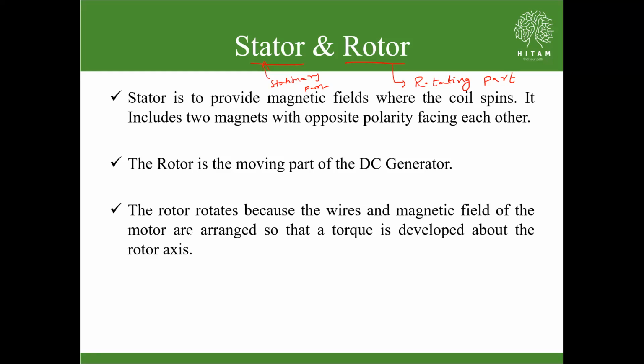Two magnets with opposite polarities facing each other. The rotor is the rotating or moving part of a DC generator. It simply rotates due to the presence of the wires and the magnetic field of the machine, which are arranged so that whenever there is a rotation, a torque develops about the rotor axis. That is in the case of a DC motor.